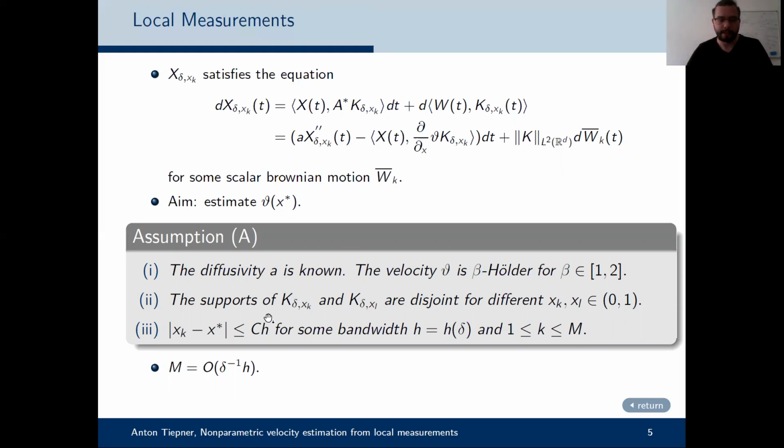Secondly, the supports of k_{δ,x_k} and k_{δ,x_l} are disjoint for different x_k and x_l, meaning that the corresponding Brownian motions W_k and W_l will be independent. And third, the distance between x_k, our local measurement points, and x* is bounded up to a constant by some bandwidth h, dependent on δ. So basically, assumptions 2 and 3 imply that the number of spatial points we can work with is bounded by δ^{-1} h, and this is the maximum we can achieve.